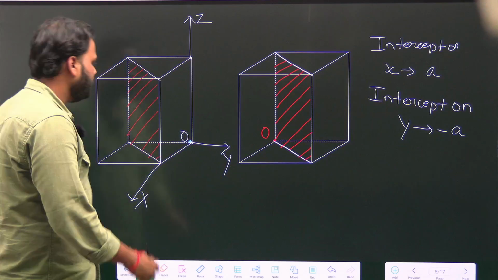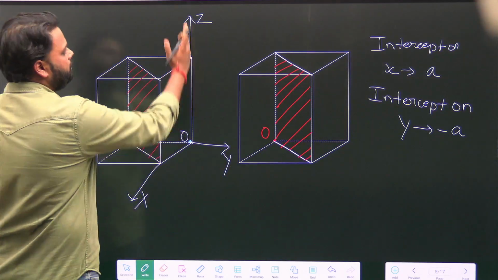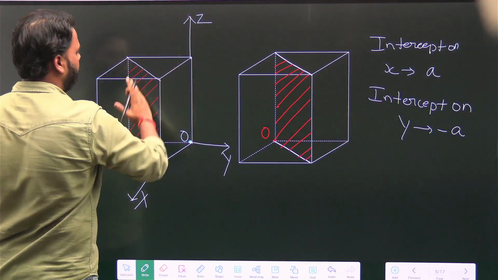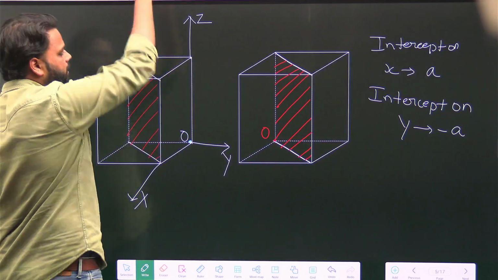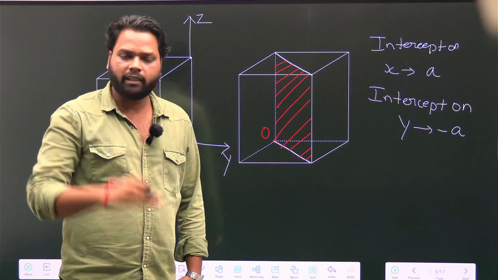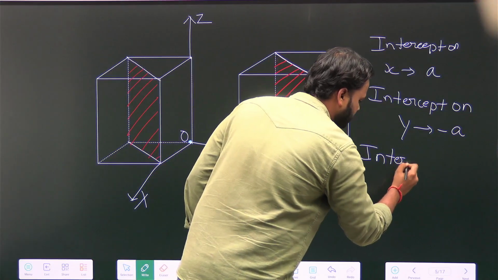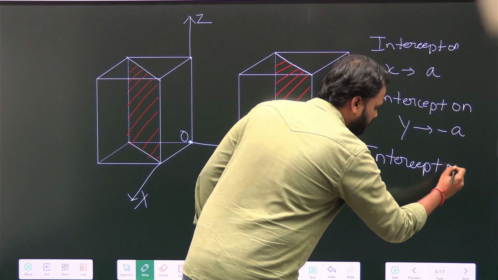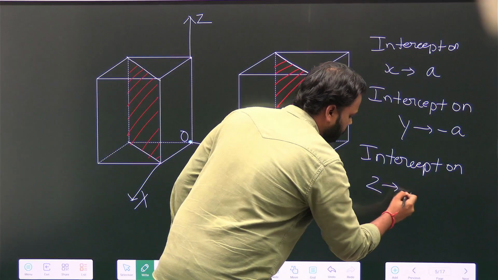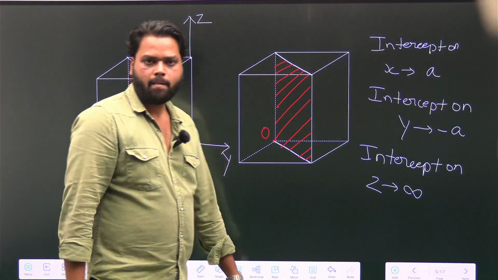Infinite. Z को कहाँ कट कर रहा है? Z देखो, see the z axis. Z axis is here, plane is here. आप एक्सटेंड करते चले जाओ, कहाँ कट करेगा? Where it will cut? It will cut at the infinity. So the intercept on z axis will be infinity. ओके.